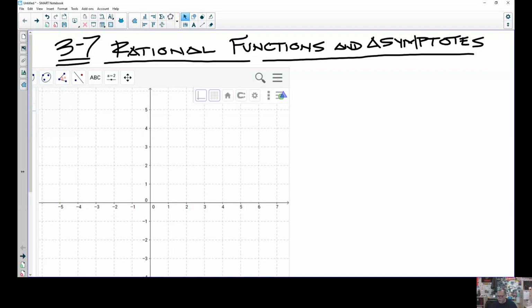Hello, folks. We are going to jump into 6-7 today, which is about rational functions and asymptotes. And we're going to start right away and look at a function that we are used to working with, and that is f of x equals 1 over x. Now, we've explored what this looks like.